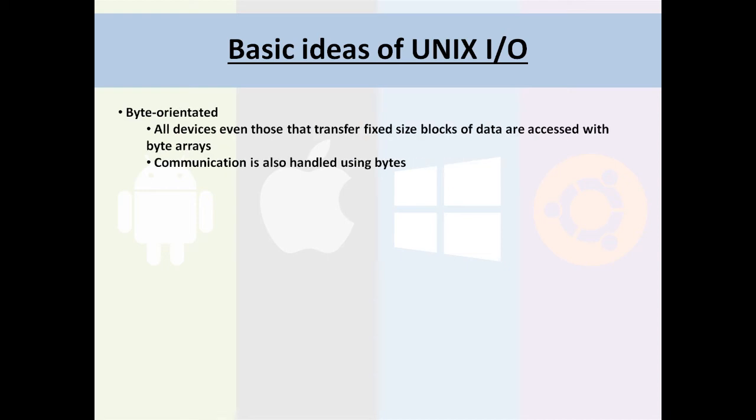Another idea was that they made it byte orientated. So all devices, even those that transfer fixed size blocks of data, are accessed with byte arrays. And communication is also handled using bytes. So instead of, say, this device being handled using lines, like if you're reading from text files and you would read lines in, everything is handled at this level in a byte-orientated fashion.